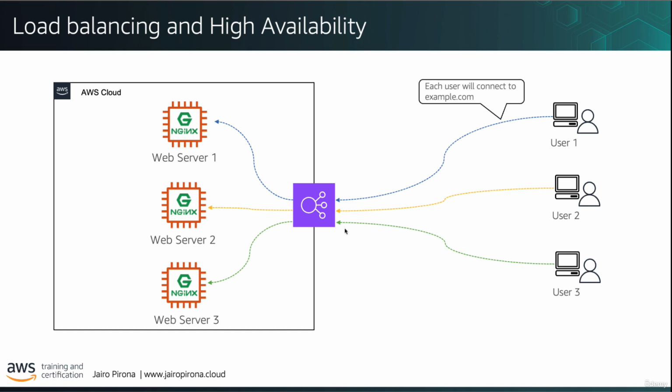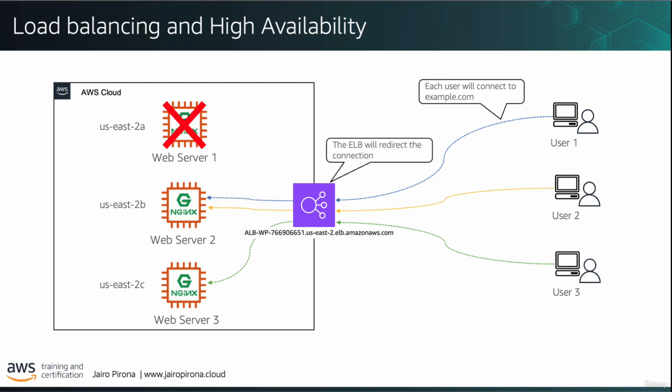So, we have an endpoint address that is publicly available, and then we can distribute the connections to multiple instances, and they can be in multiple availability zones. Now, if an instance fails, the load balancer will also redirect the connection. So, users will go to server 2 and 3 only because the other server has failed and cannot service the user requests. This is how we enable high availability.